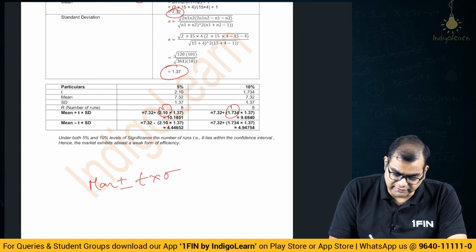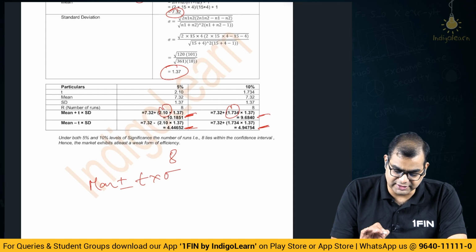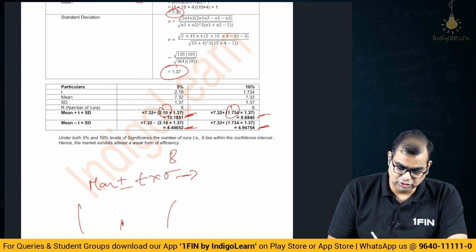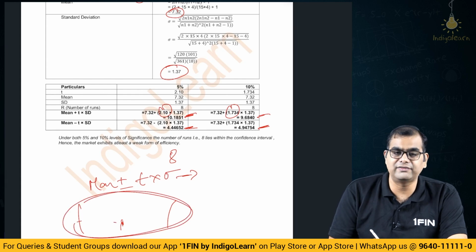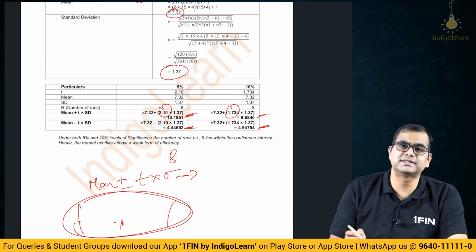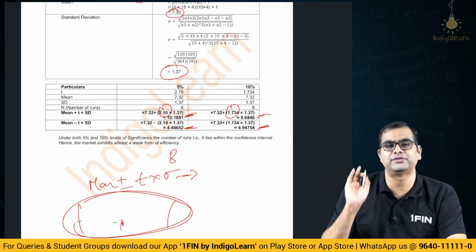So, you compute the values, and you get 10 and 4, and 9 and 4. In both cases, the number of runs, 8, is lying within these boundaries. These depict the boundaries, and the runs are here. So, it lies well within the limits of the boundaries for this particular distribution. Hence these are independent, and hence the market at least exhibits a weak form of efficiency.